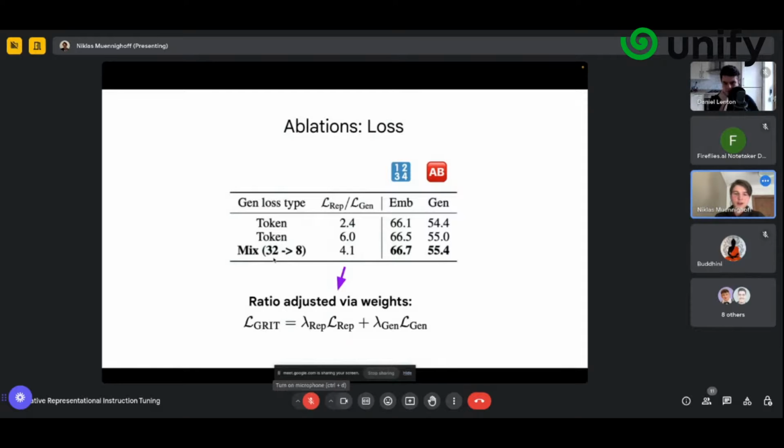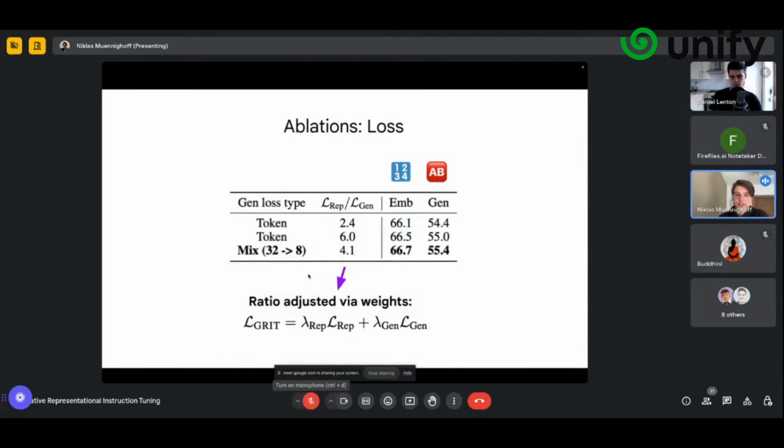So what this means here is we do token loss across 32 samples. And then we do sample loss after that, where we aggregate them all and then do sample loss. It's detailed. There are more details in the paper about how this works. But yeah, combining them gave us the best performance.